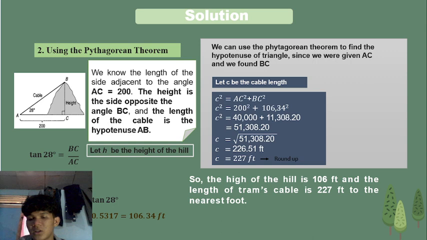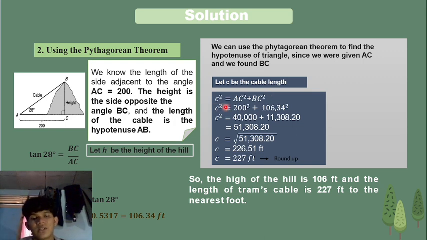So we cross multiply this equation. So we get A is equal to 200 times tan 28. A is equal to 200 times 0.5317. So we get A is 106.34 feet. We can use the Pythagorean theorem to find the hypotenuse of the triangle since we were given AC and we found BC. Let's see the cable length.